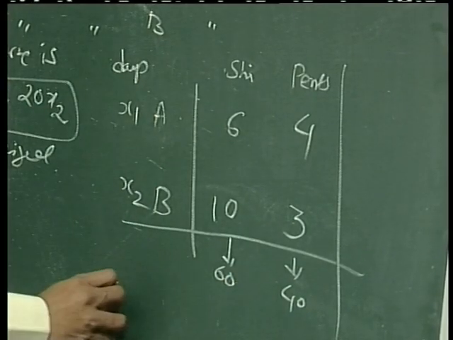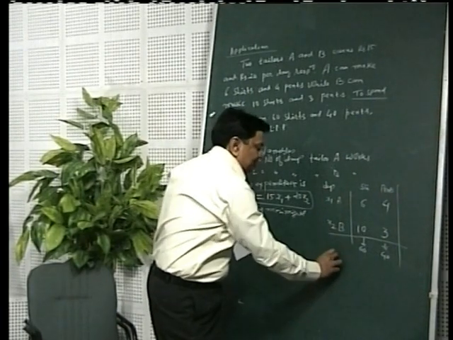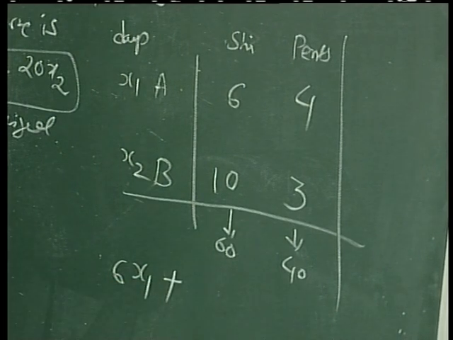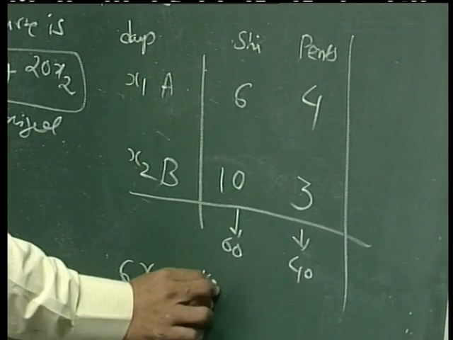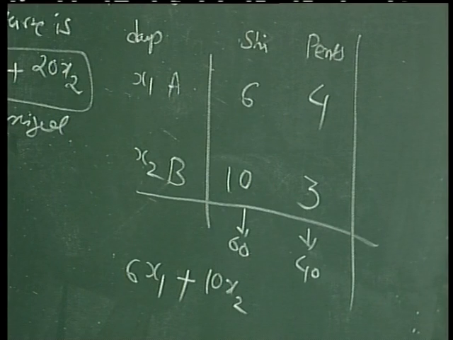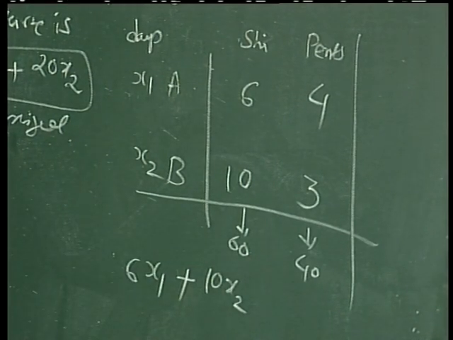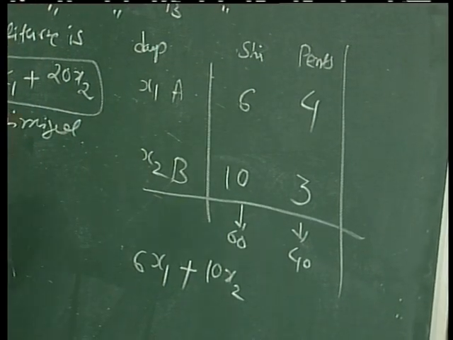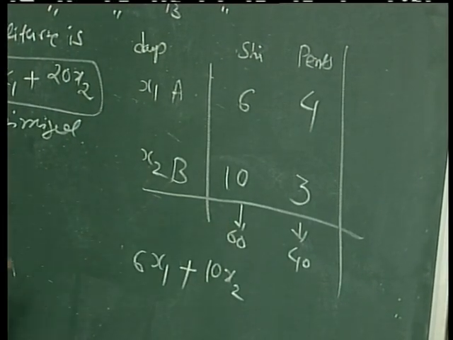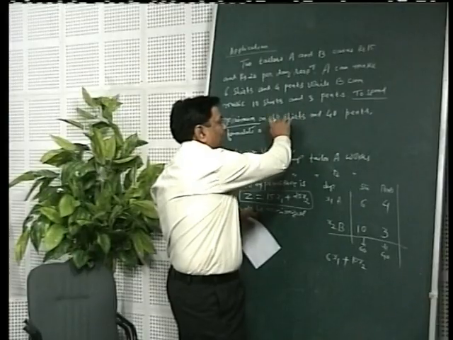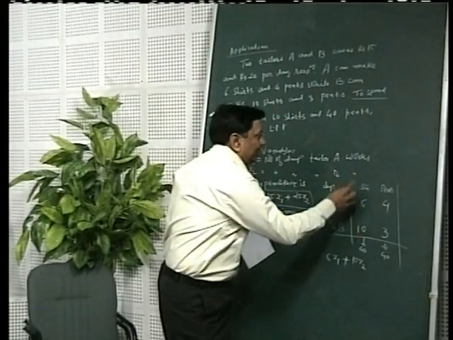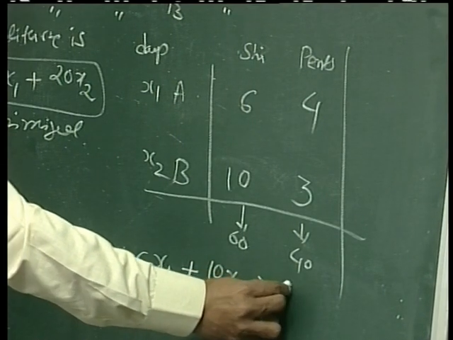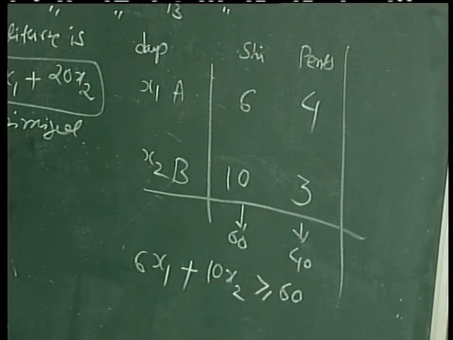Now how many shirts are formed? The 6 into x1 are the shirts by A, plus 10 into x2 are the shirts by B. So this is the total number of shirts, and this total has to be 60 or more. You cannot make fewer than 60 shirts because then the requirement is not satisfied. So the proper inequality will be greater than or equal to 60.